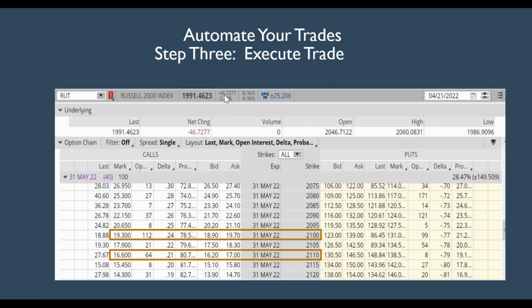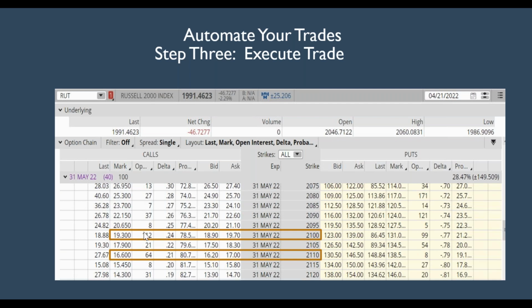Step 3 is I want to go ahead and execute the trade. And what we're looking at here is the option chain for the RUT going out 40 days. And what we want to do is look for a delta right around 0.24. In layman's terms, that means it's going to expire worthless about 75 to 80% of the time. Okay. And I want to go 10 points apart. So this is the one I sell. This is the one I buy.